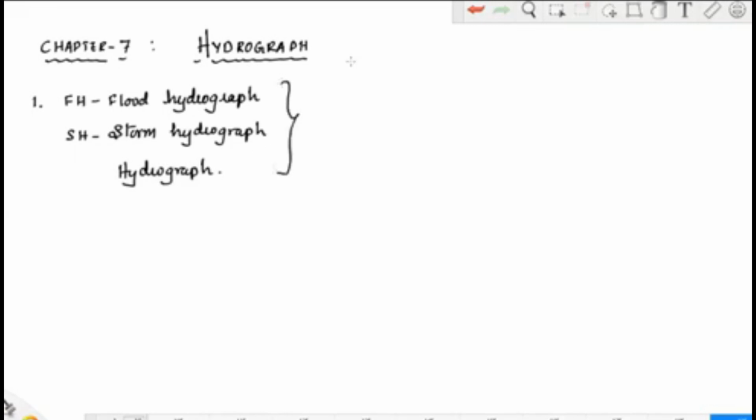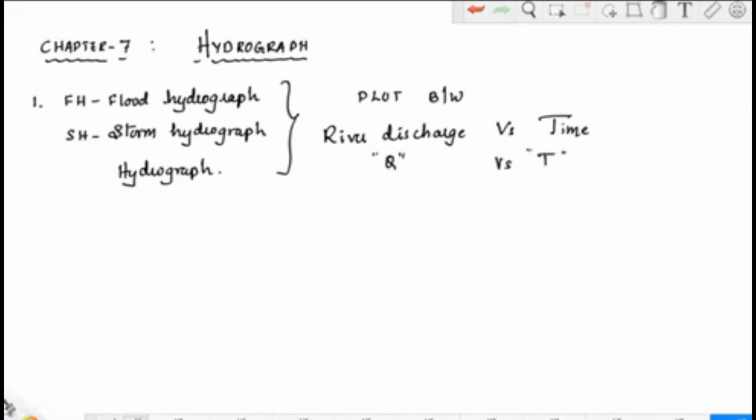So this hydrograph is basically a plot between river discharge versus time. River discharge Q versus time. River discharge generally will be in terms of meter cube per second. Time will be in terms of hours.